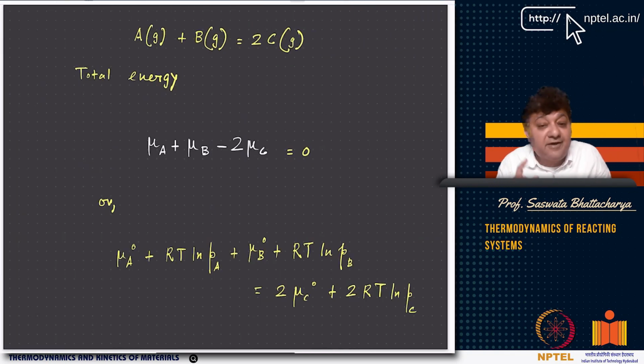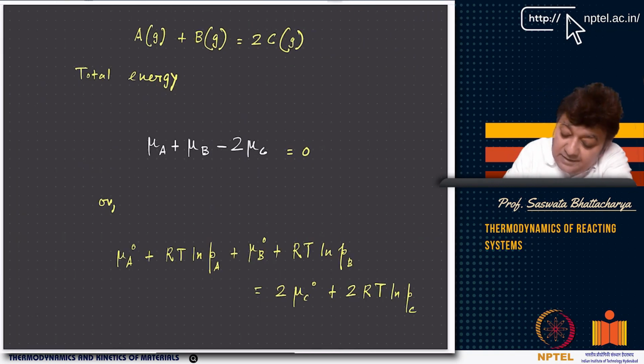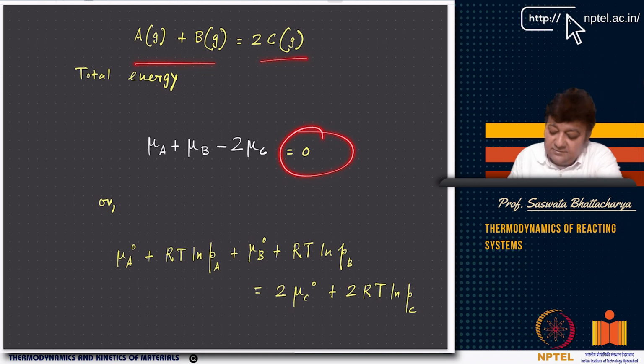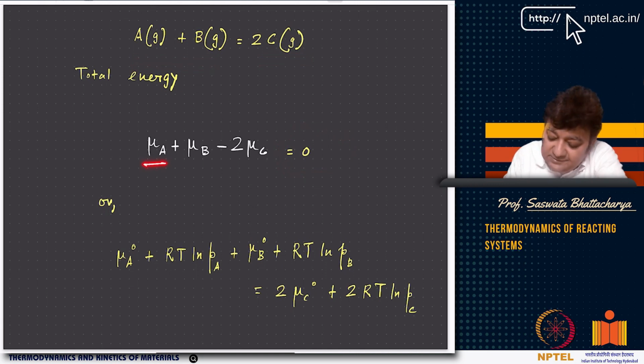Now if I have a reaction, for example, A plus B, that is, one molecule of A reacts with one molecule of B in the gas phase to produce two molecules of C in the gas phase, the total energy is given by mu A plus mu B minus 2 mu C. Now at equilibrium, this has to be equal to 0. That means mu A plus mu B minus 2 mu C has to be equal to 0. We can write mu A as mu A0 plus RT ln PA, because it's gas phase, so partial pressure of A, mu B0 plus RT ln PB, and 2 mu C0 plus 2 RT ln PC.